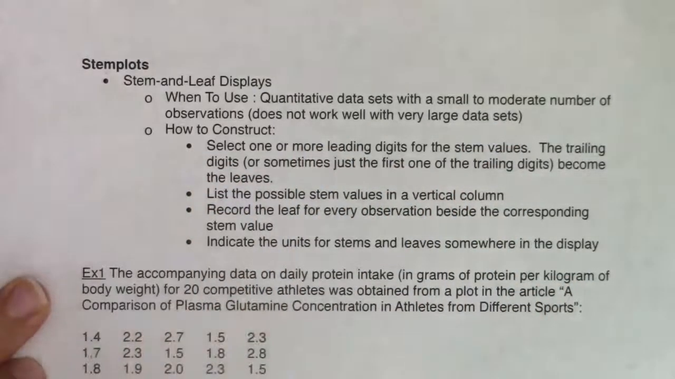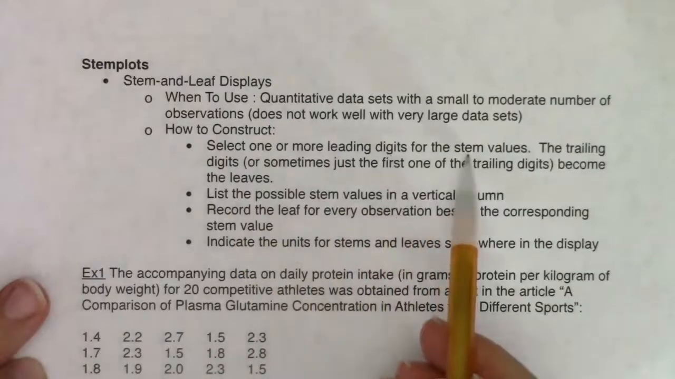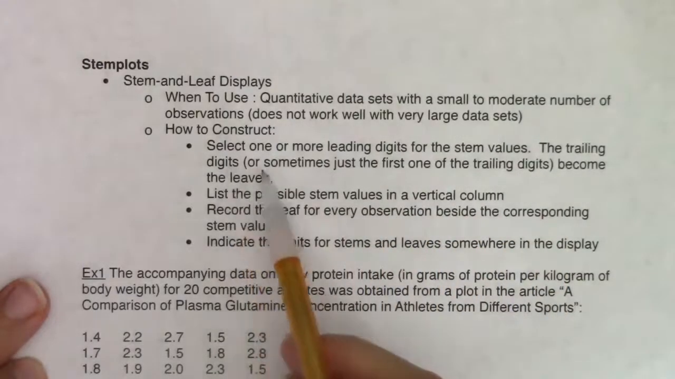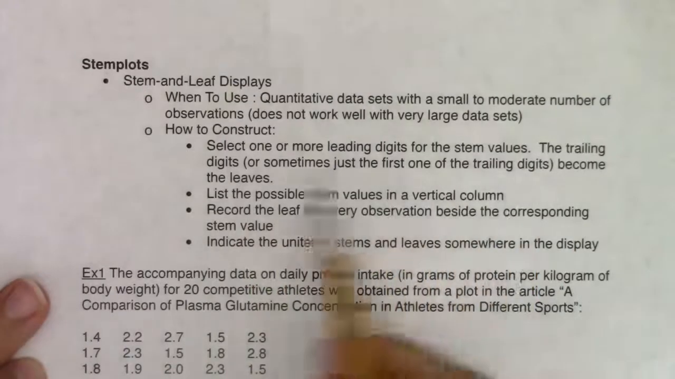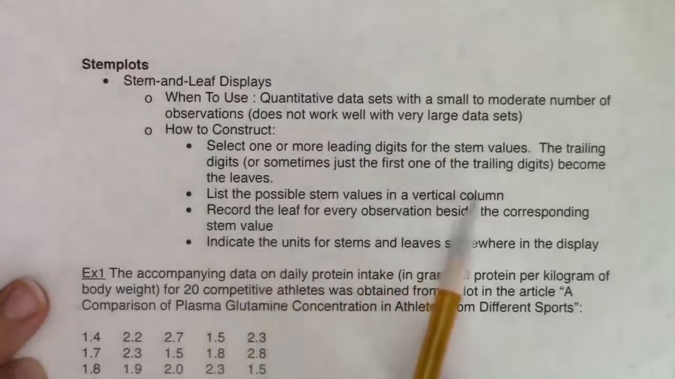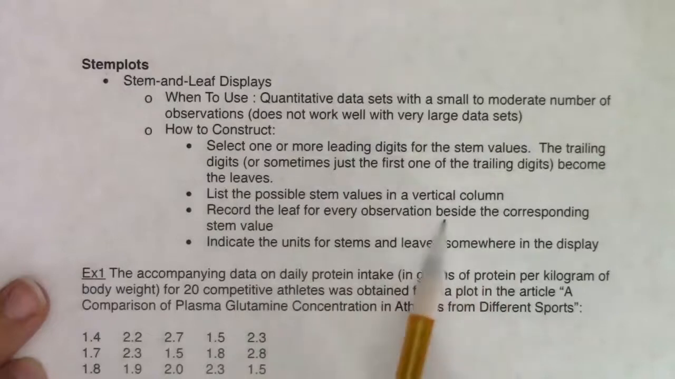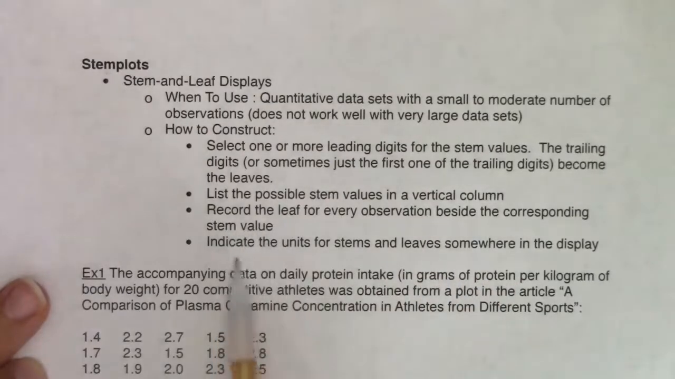So let me read off how we construct those. And then I'm gonna go ahead and construct one for you. So you will select one or more leading digits for the stem values. The trailing digits, or sometimes just the first one of the trailing digits, becomes the leaves. All right, we will list the possible stem values in a vertical column. We will record the leaf for every observation beside the corresponding stem value, and we will indicate the units for stems and leaves somewhere in the display. And I know that sounds like a lot, and it might not totally be clear here, but I'm gonna show you how this works out.